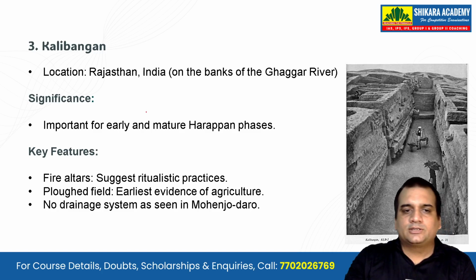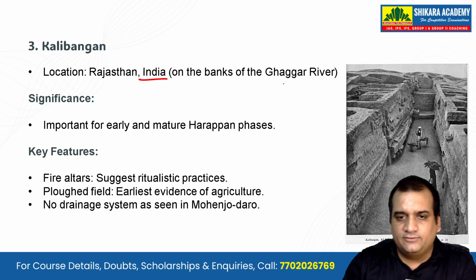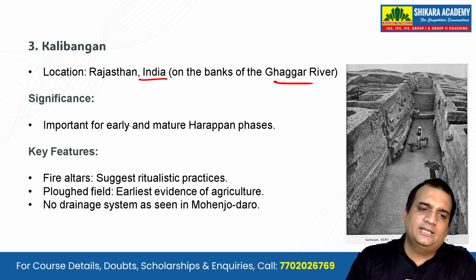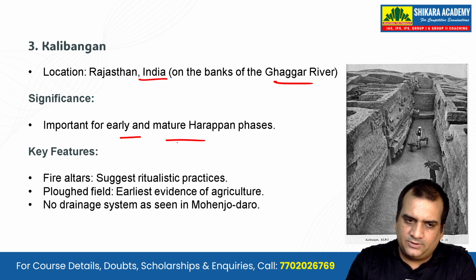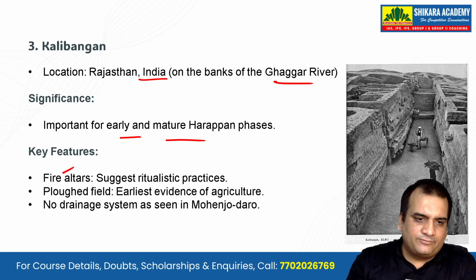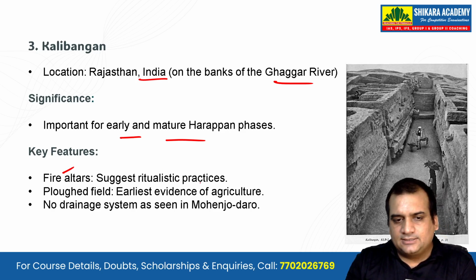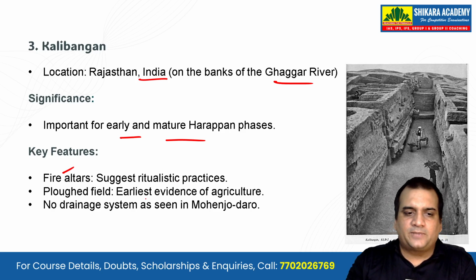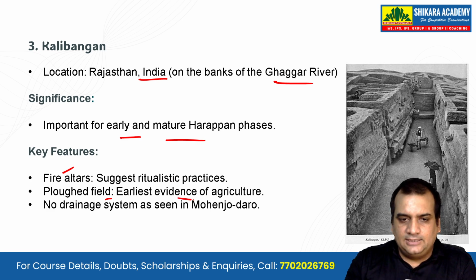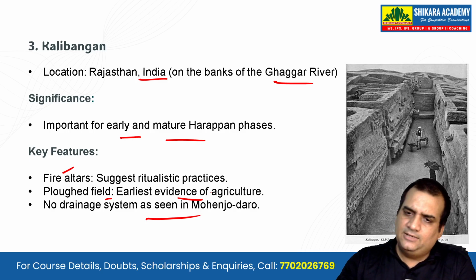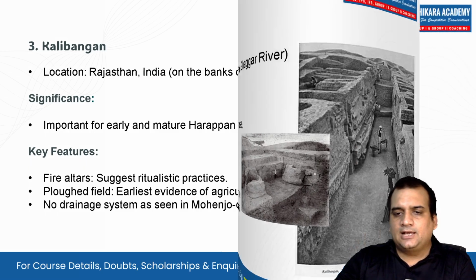Okay. Now let's get ahead and let's see Kalibangan. Kalibangan location is Rajasthan, India on the banks of Ghaggar river. Significance: important for early and mature Harappan phases. We have found fire altars here that suggested ritualistic practices, plough field, earliest evidence of agriculture, and no drainage system as seen in Mohenjo-daro, as in Kalibangan.